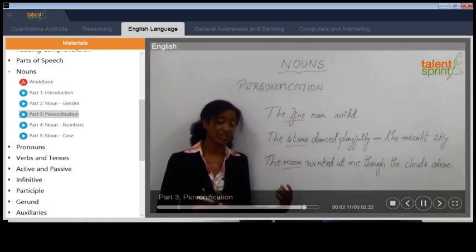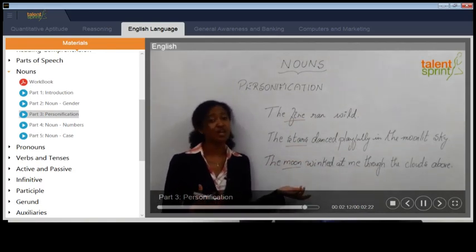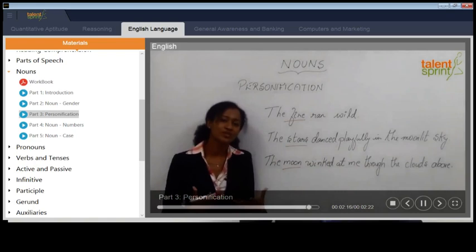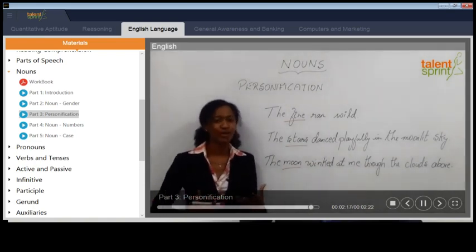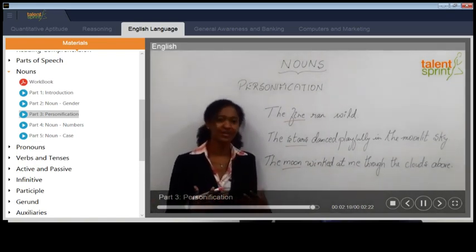So this is personification, and this is mostly used in writing and speech. Poets use this just to intensify or bring dramatization to their speech and writing.